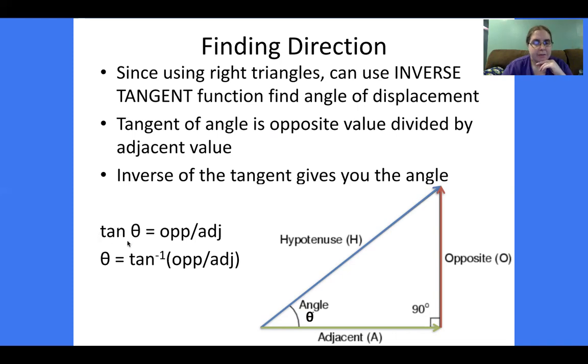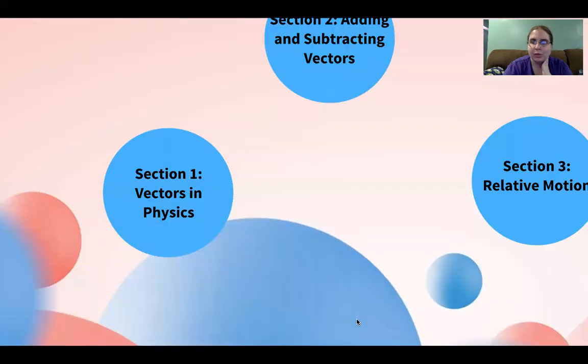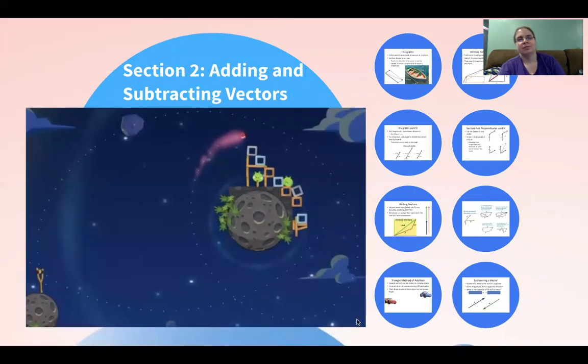So if you take the inverse of tangent to both sides, it'll cancel out on this side, and you're left with theta, your angle, equals the inverse tangent of the opposite divided by the adjacent. So inverse tangent of y divided by x. So to find this angle here, take the inverse tangent of this value divided by that value. Don't worry, we got videos to show you how to do that.